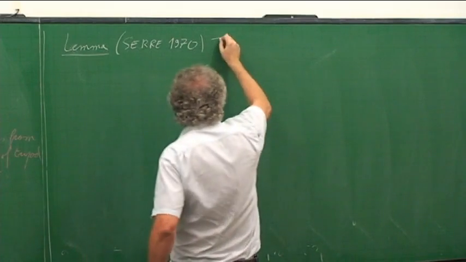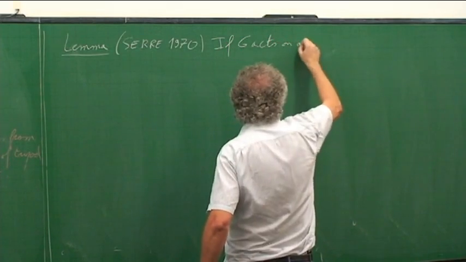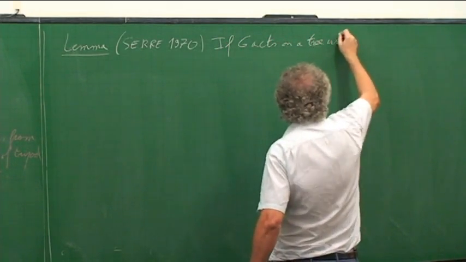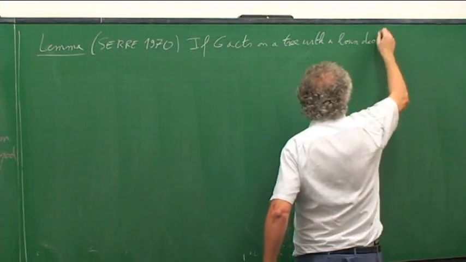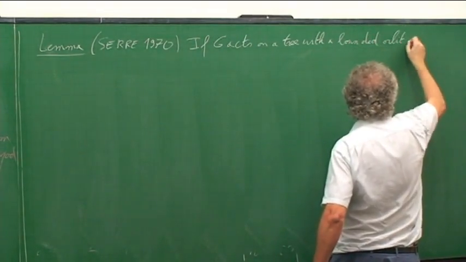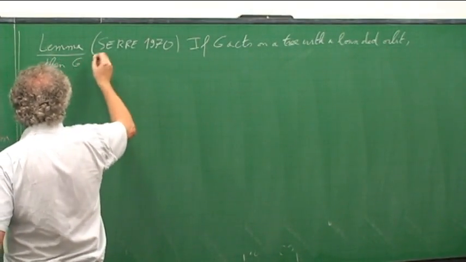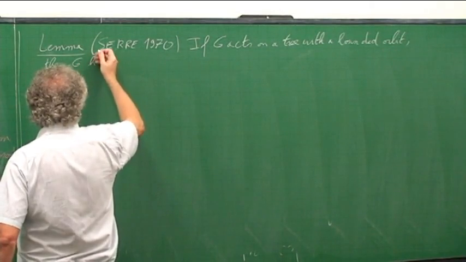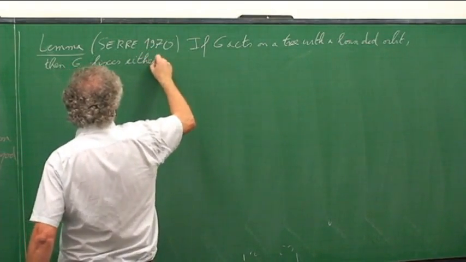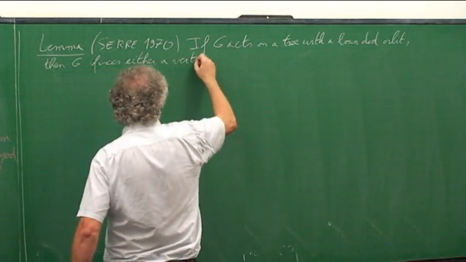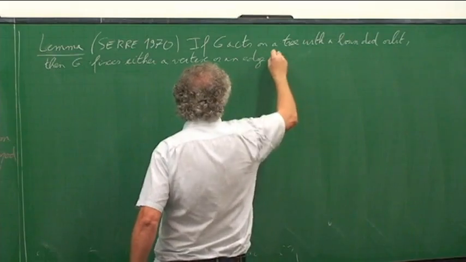So, if G acts on a tree with a bounded orbit, then G fixes either a vertex or an edge of the tree.